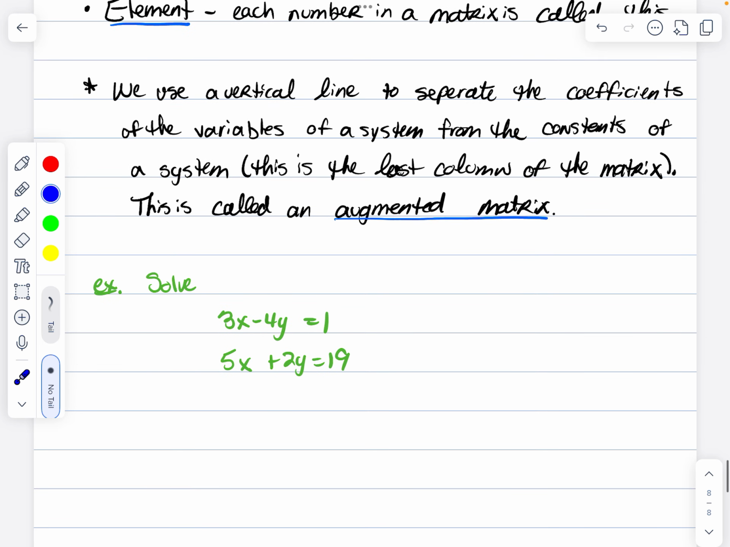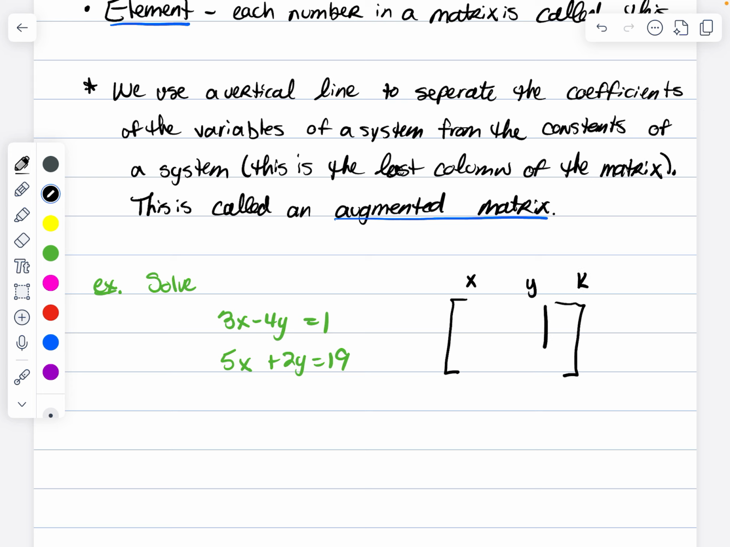So let's say, for example, we're looking to solve this system: 3x minus 4y equals 1, and 5x plus 2y equals 19. If we want to write this as a matrix, remember, it's enclosed by a bracket, and we take the coefficients. Our x's go in this column, our y's go in this column, and our constants, we'll call them k, go in this last column. To separate, we use that vertical line.